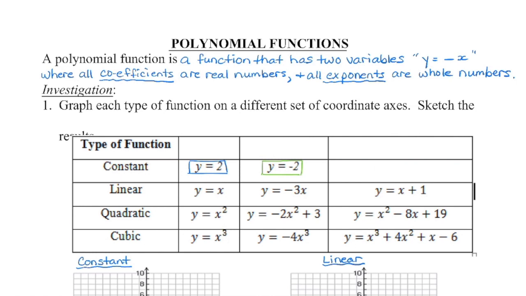So a polynomial function has to have an exponent that is a whole number. We are not going to have fractions or decimals in the place of the exponent. The exponent has to be a whole number. And then your coefficient, so the numbers out front of the variables, have to be real numbers. Basically, they're not going to be imaginary.